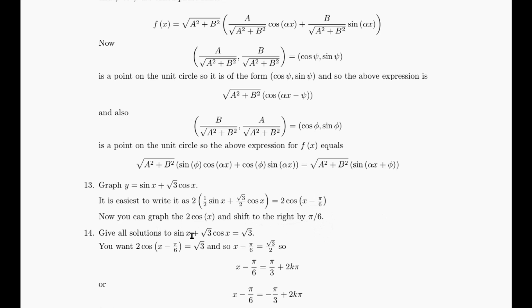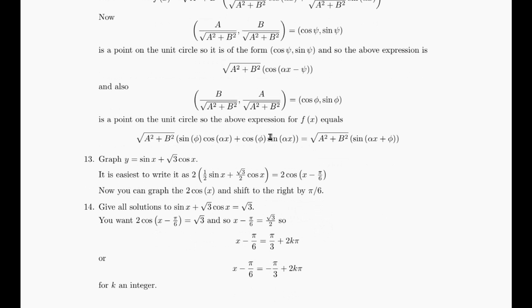Now, here's a little harder problem, but it'll be easy with this technique. I want to find all solutions to this: sine of x plus square root of 3 cosine of x equals square root of 3. Now I just observed that I can write this mess as 2 cosine of x minus pi/6, and I want that equal to the square root of 3. So that would say the cosine of x minus pi/6 is equal to square root of 3 over 2.